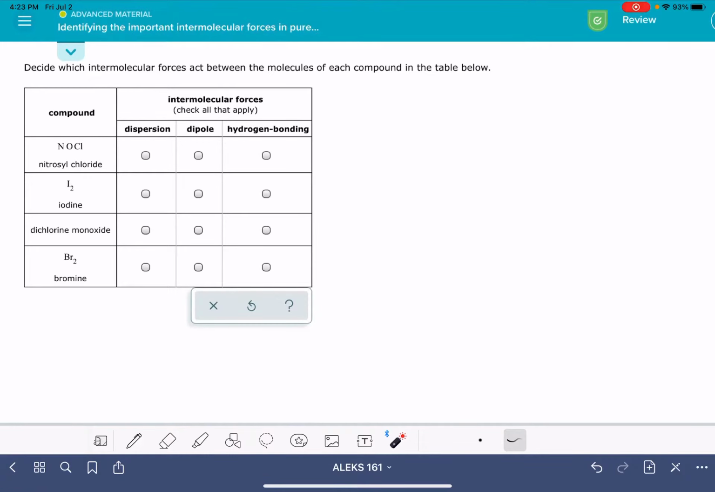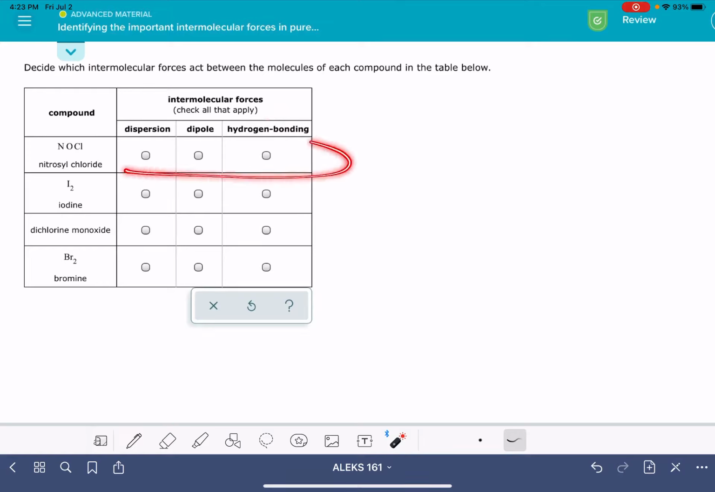In this video, I'll show you how to solve the ALEKS problem called Identifying Important Intermolecular Forces in Pure Compounds. This is going to give us 4 different compounds. We are going to need to have the Lewis structures of these compounds, but we won't deal with that quite yet. And then it's asking us to check whether or not each one of these compounds experiences dispersion forces, dipole forces, and or hydrogen bonding.